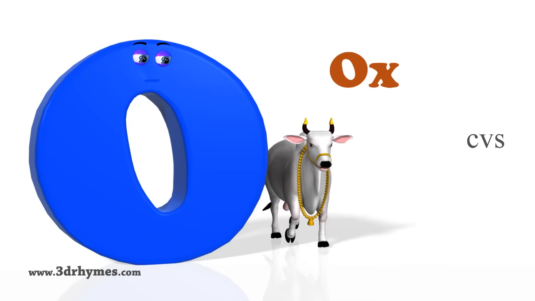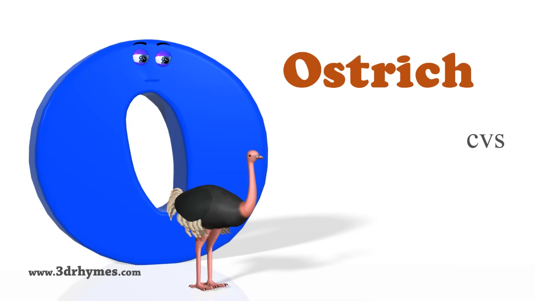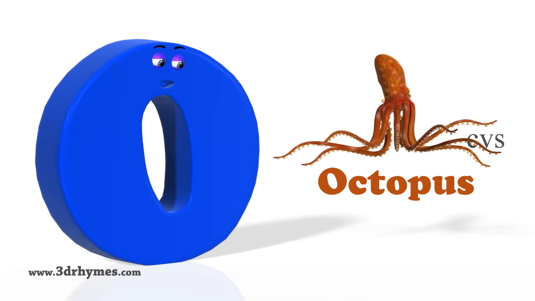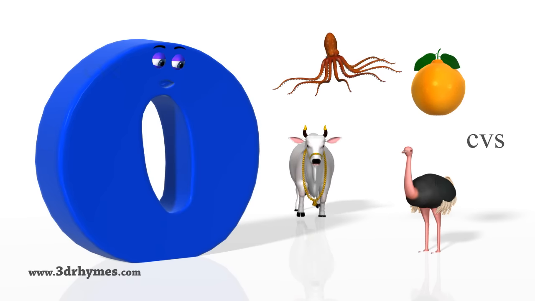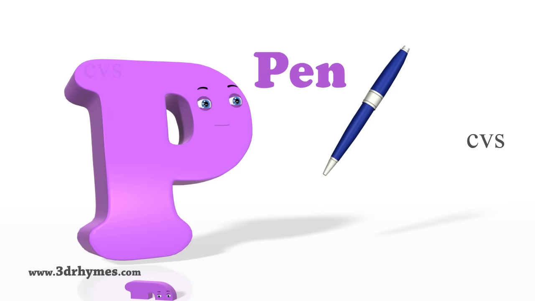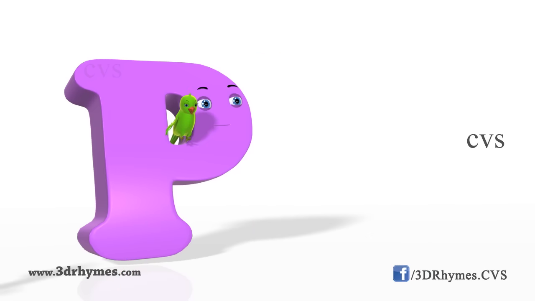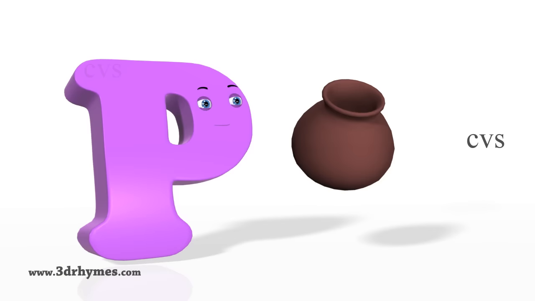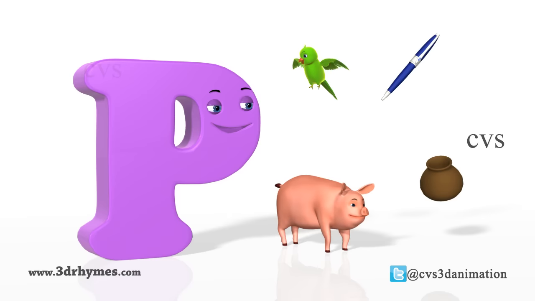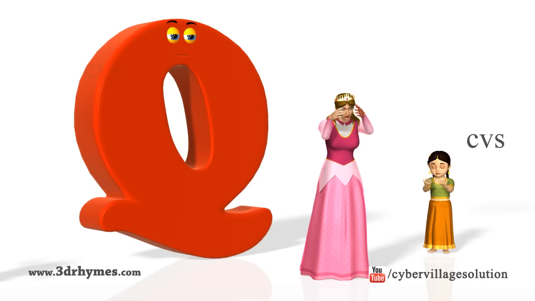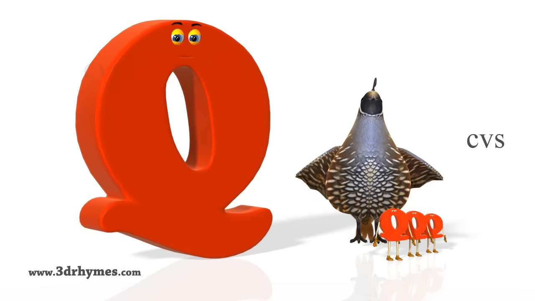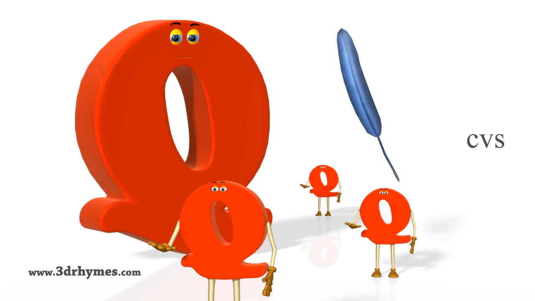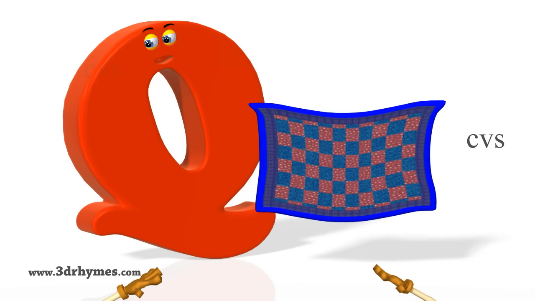O for ox, O for ostrich, O for orange, O for octopus. P for pen, P for parrot, P for pig, P for pot. Q for queen, Q for quail, Q for quill, Q for quilt.